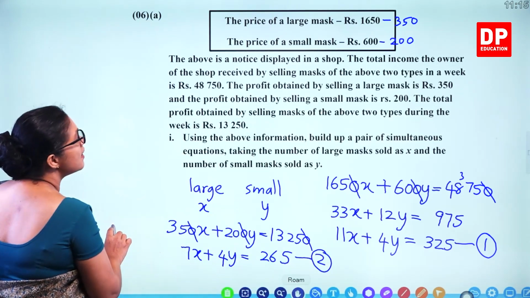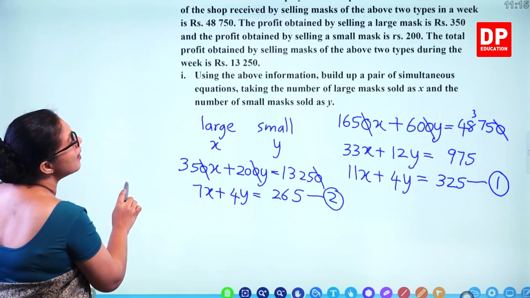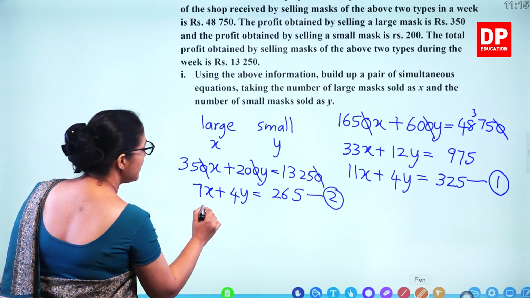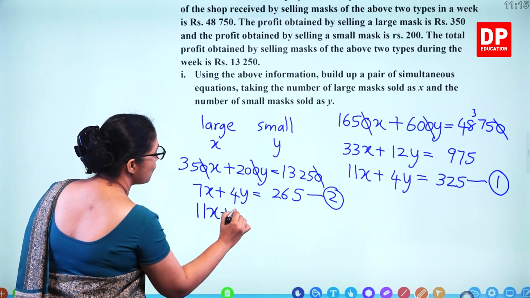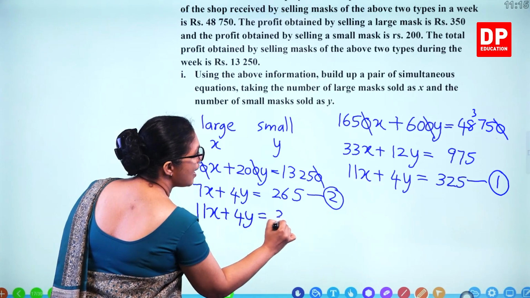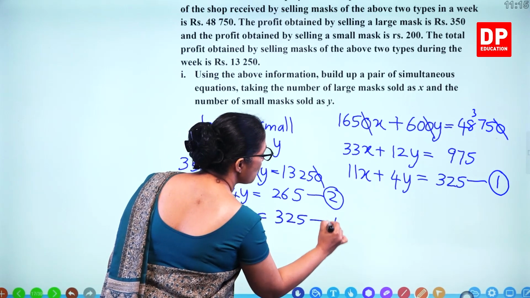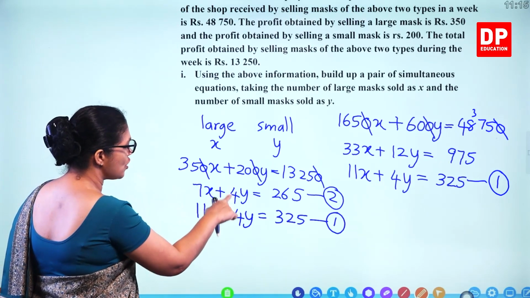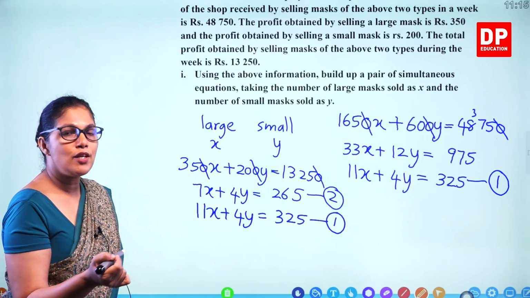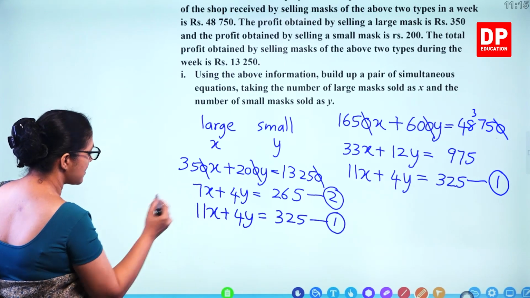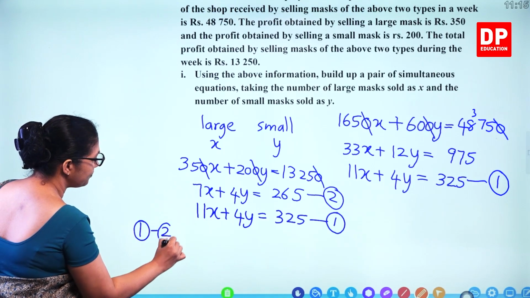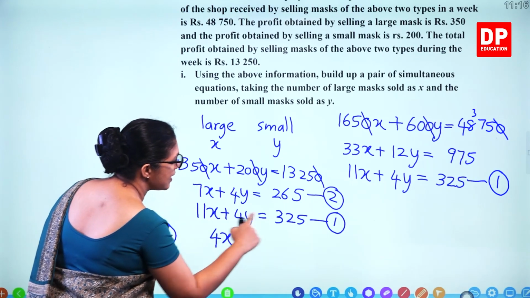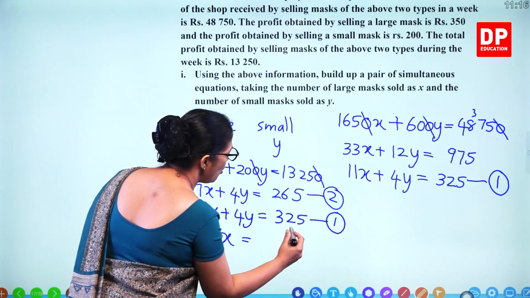So, we'll solve the two equations. Again I'll write here 11x plus 4y equals 325. That's the first one. Now, how do we solve? Same coefficient for y, same sign. You can subtract the two equations. I'll subtract 1 minus 2. 11 minus 7, that's 4x. Y gets cancelled out.